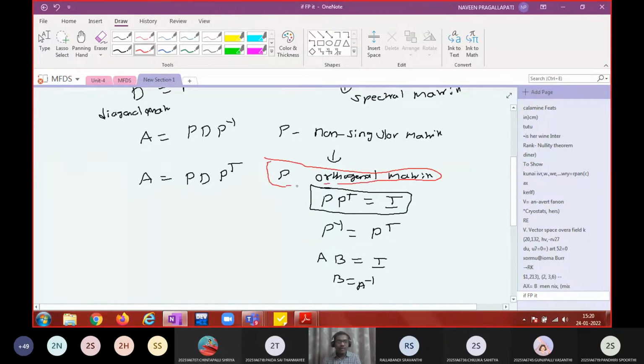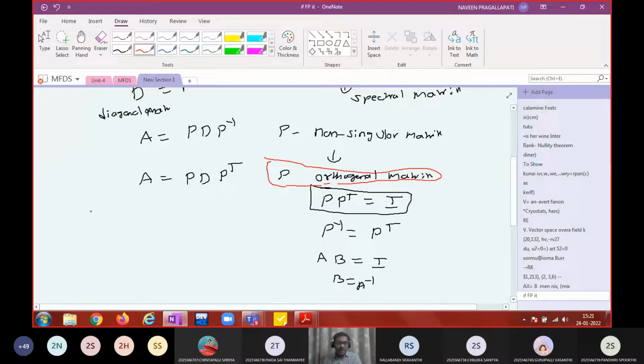Orthogonal matrix. Okay. Then we say A is said to be orthogonally diagonalizable. Now the question is, when is a matrix going to be orthogonally diagonalizable? There is a sufficient condition: if A is a real symmetric matrix, definitely it is going to be orthogonally diagonalizable. If it is not a real symmetric matrix, it may or may not be orthogonally diagonalizable.